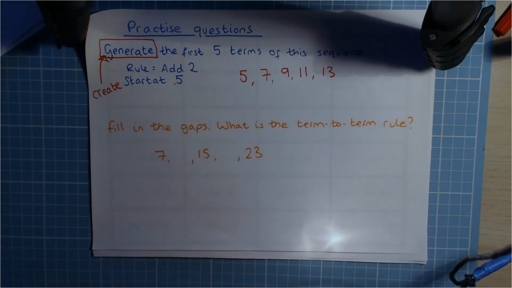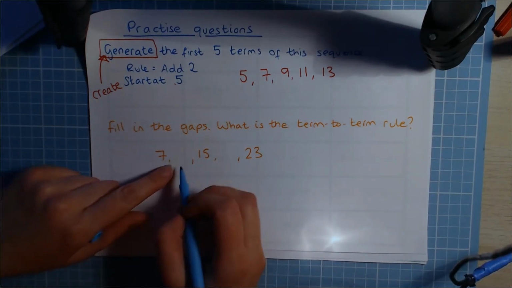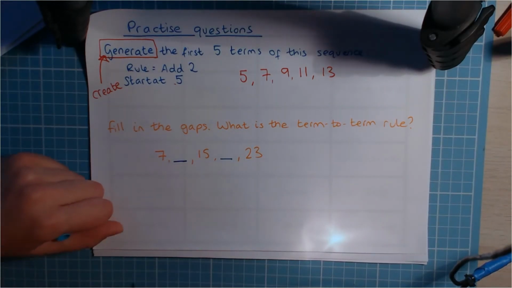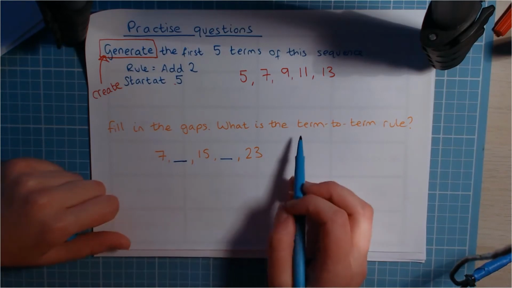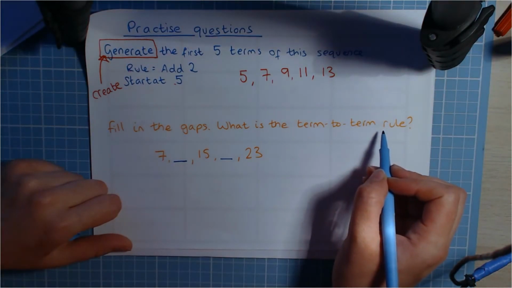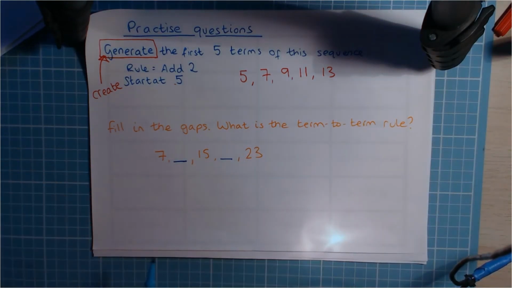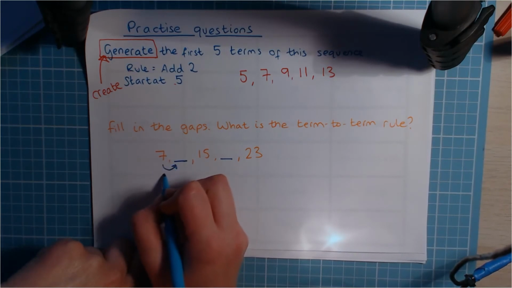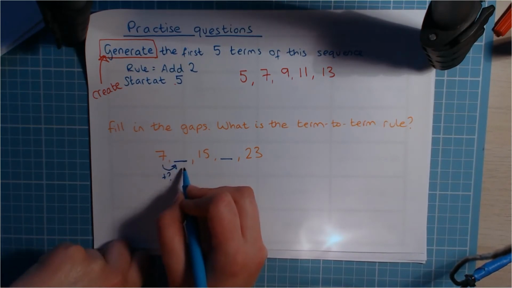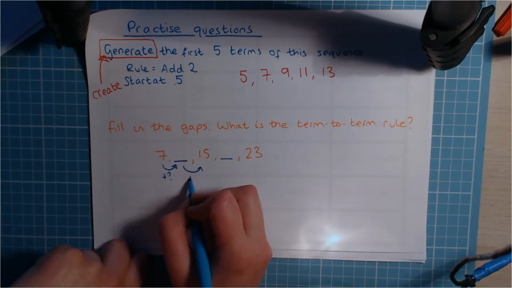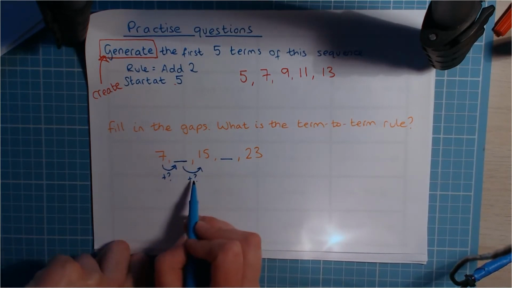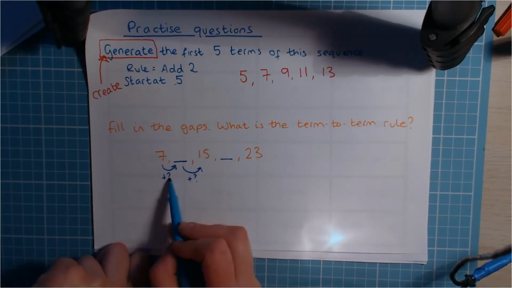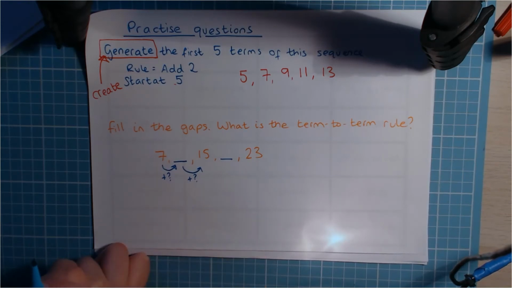The next one here, fill in the gaps. This is an interesting one because you'll see here, I've left 2 gaps right in the middle in really inconvenient places. And I'm not even going to tell you what the term-to-term rule is. So we have to have a bit of problem solving here to work it out. So we're going to have 7 add something is going to be this number here, and this number add something, because it's always going to be the same number in these. We're always going to get the same number. It's going to give us 15, but we need to know what this number is going to be, this question mark that I've put in.